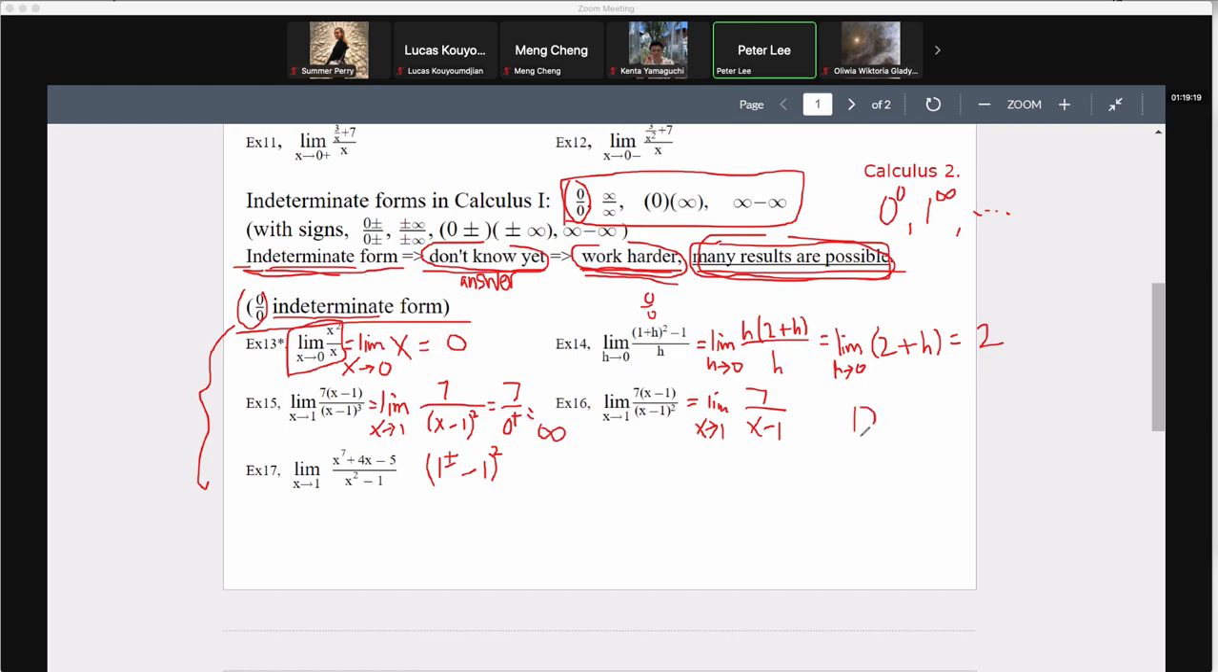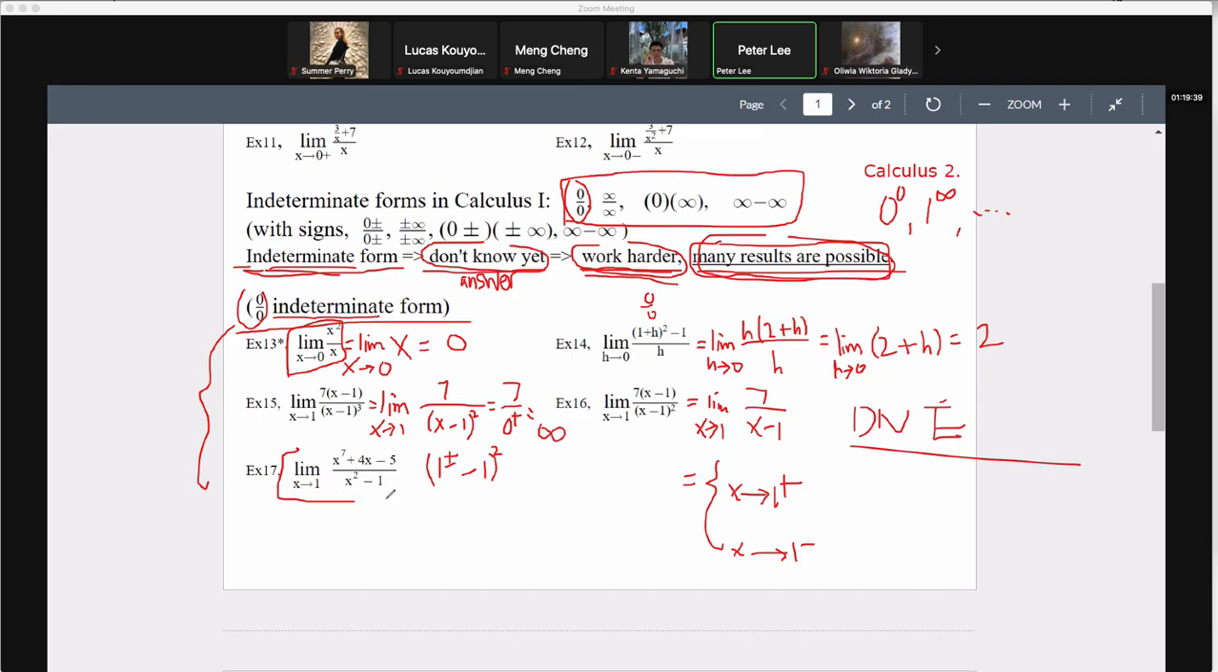This does not exist, because when you split this, you have to consider x approaching 1 plus, and then the other one is x approaching 1 minus. You can see that one side is infinity, while the other side is minus infinity. The answer does not exist.